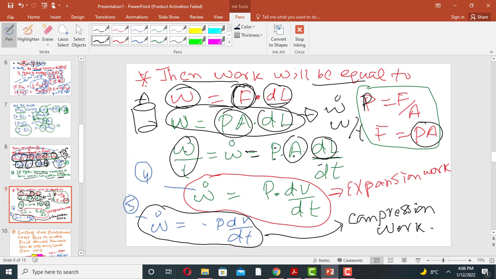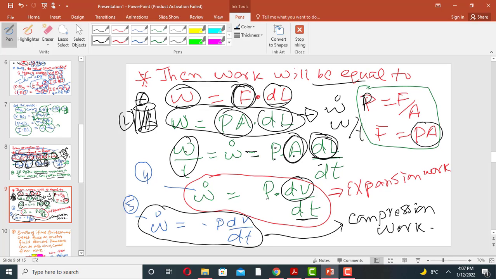So this is area and this is length. Area multiplied by length gives the volume. So this is the volume. We write A, area, into length, and when we multiply we get volume. So P into dV divided by dt: pressure into change in volume divided by change in time.